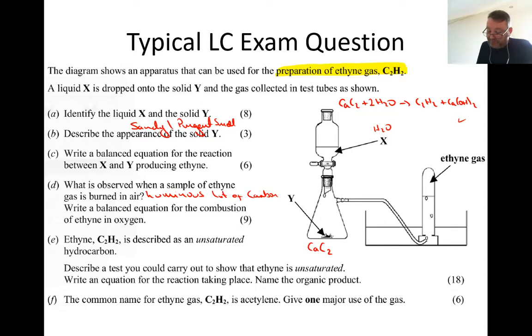And it wants you to write a balanced equation for the combustion of ethyne in oxygen. Now that's easy, because ethyne is a hydrocarbon. All hydrocarbons, when burned in oxygen, give only 2 things: carbon dioxide and water. So C2H2 plus O2 can only give, see, there's only C and H in ethyne.